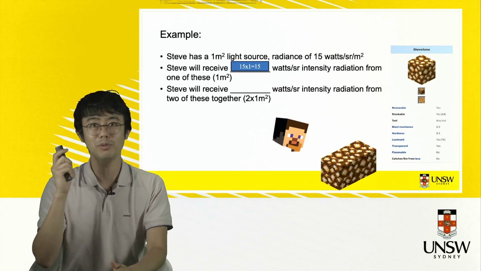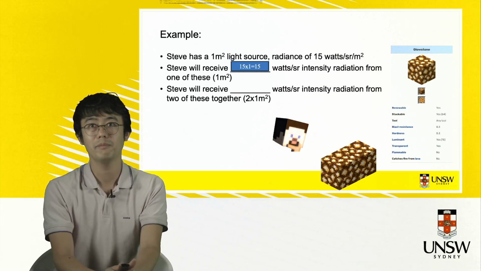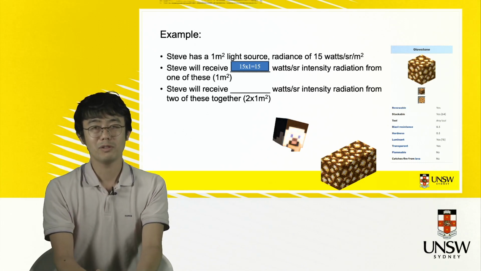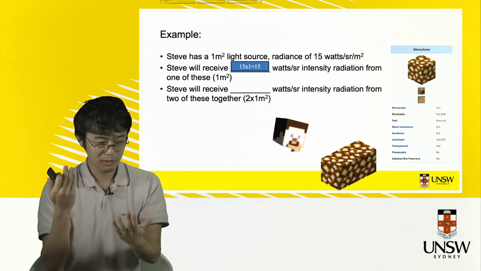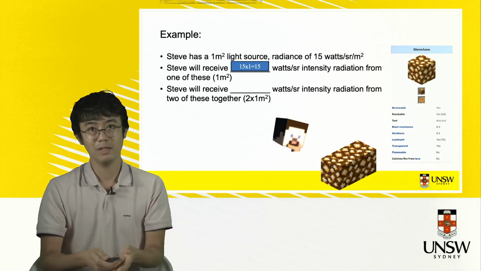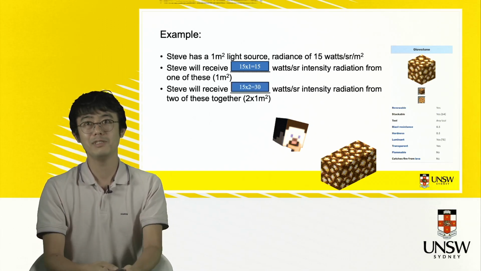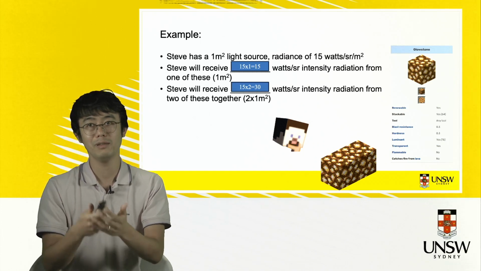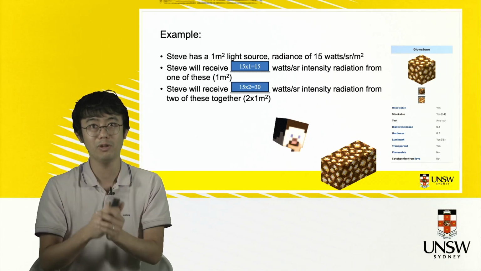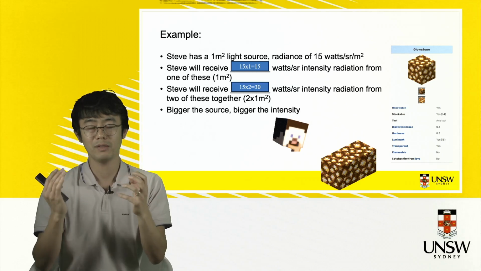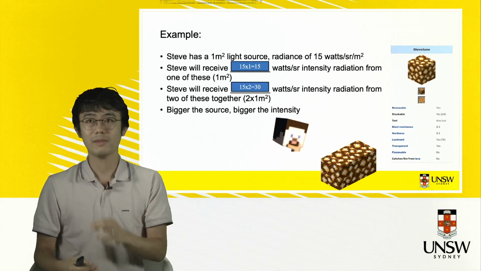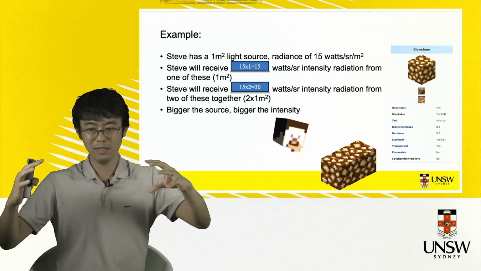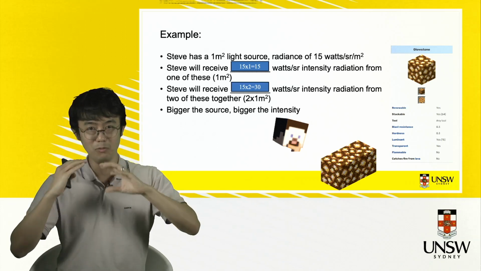What if he gets 2 blocks, puts it down? What happens then? Well, there's 2 blocks, each contributing 15 watts per steradian each. 2 times 15, he should be receiving 30 watts per steradian intense beam from these 2 blocks. So you get the idea, you have to factor in areas. All things being equal, the bigger the light source, the more intense the beam it will emit.